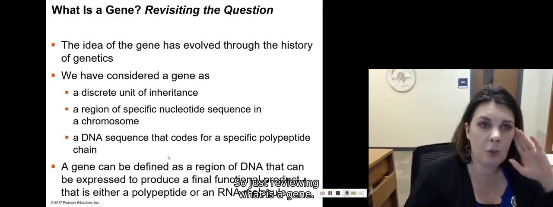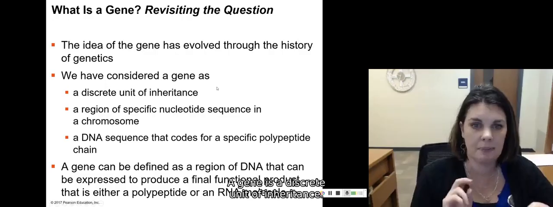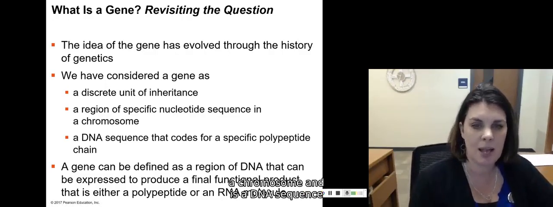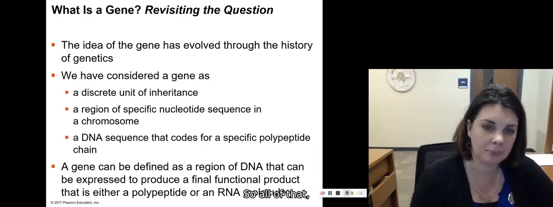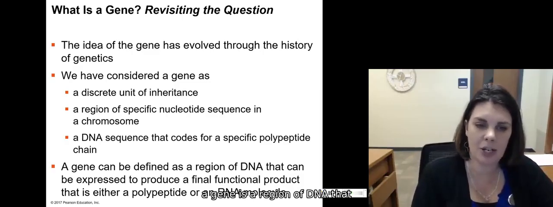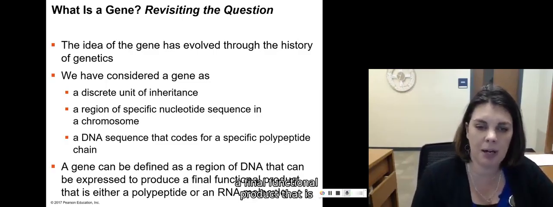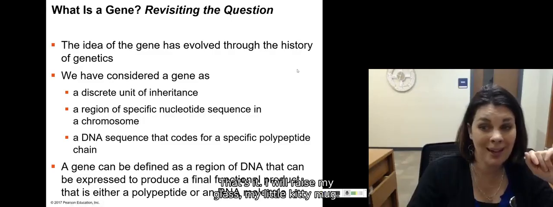Okay, so just reviewing, what is a gene? A gene is a discrete unit of inheritance. It is a region of a specific nucleotide sequence in a chromosome, and is a DNA sequence that codes for a specific polypeptide chain. So all of that, a gene is a region of DNA that can be expressed to produce a final functional product that is either a polypeptide or an RNA molecule.